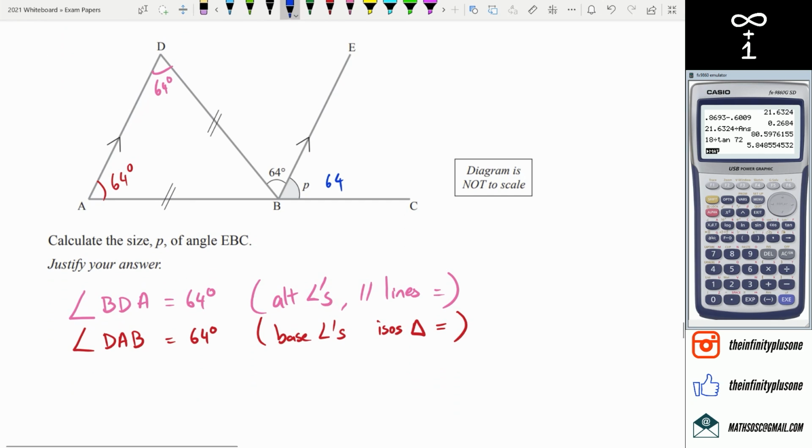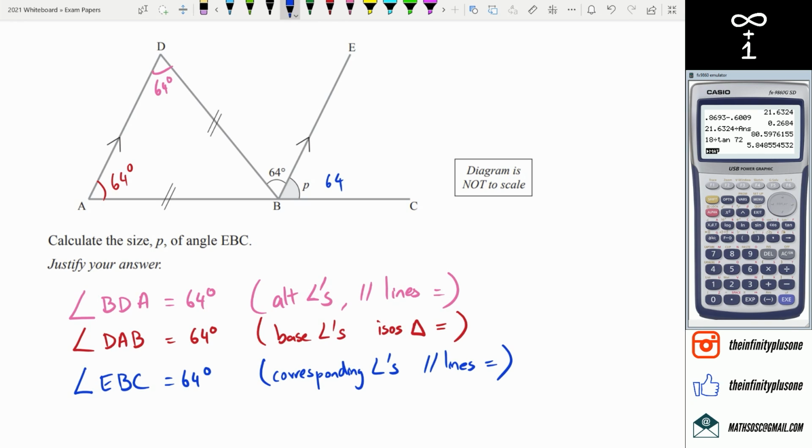And then we're going to write down angle EBC equals 64 degrees because corresponding angles in parallel lines are equal. Again, you could have done the other way that I was working with, which is one extra step, but still you could have done 52, and then because angles in a triangle add up to 180, you could go 180 minus 52 minus 64 to get the blue angle as well.